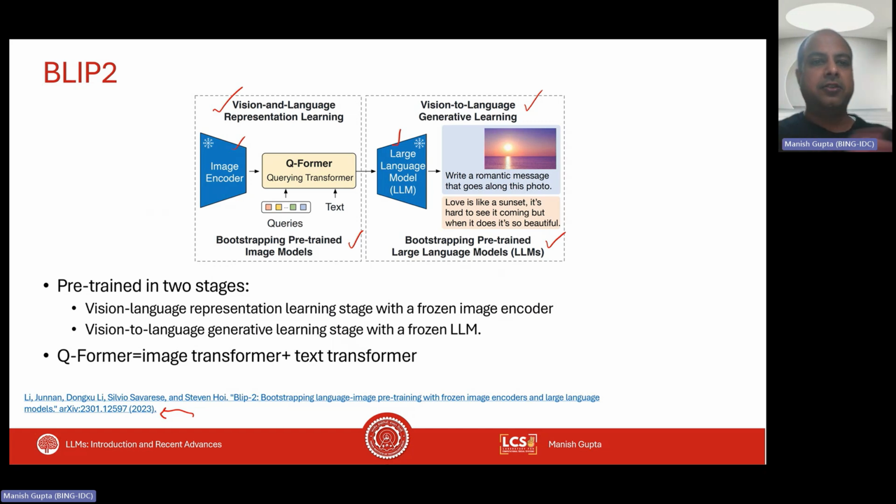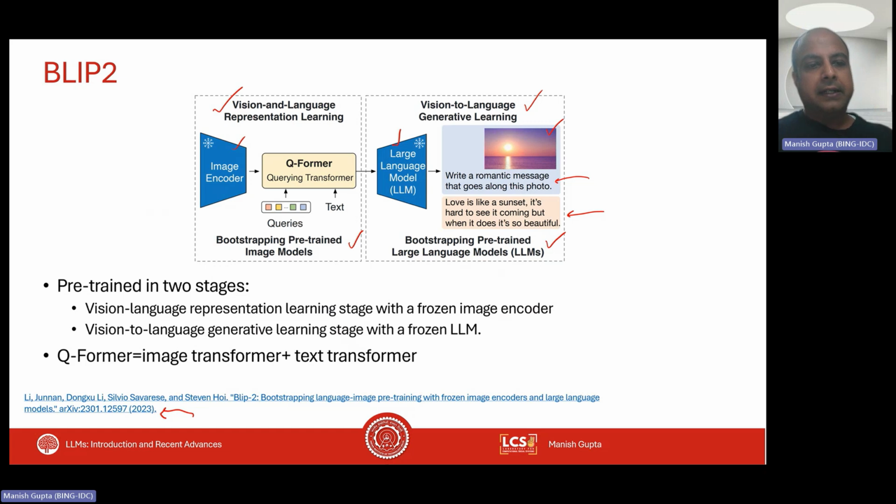Overall, the BLIP-2 model supports our standard multimodal generative use cases. Given this image and given a piece of text from the user, write a romantic message that goes along with this photo. The model is able to generate text like "Love is like a sunset. It's hard to see it coming, but when it does, it's so beautiful," and so on. So it generates an interesting message around that.